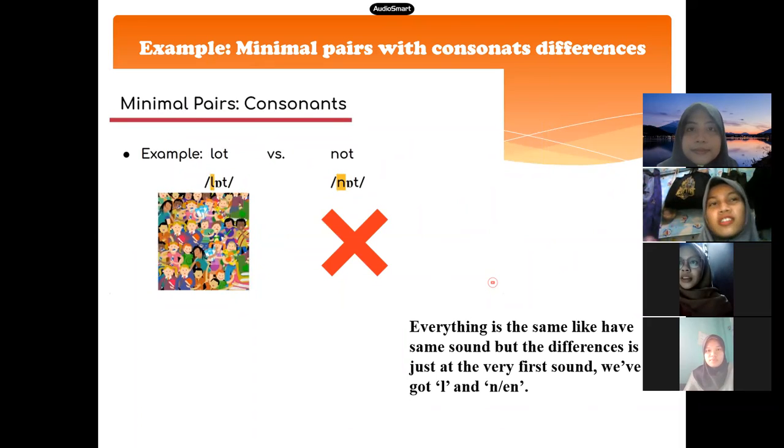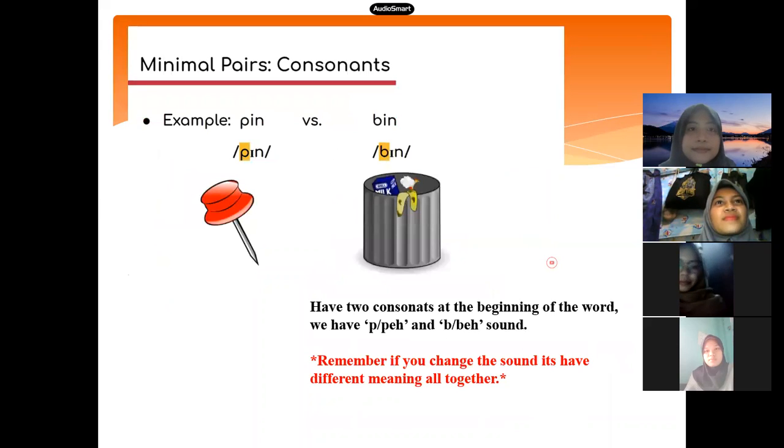Minimal pairs with consonants. So we have lot versus not. L and N. Everything is the same, having the same sound, but the difference is just at the very first sound. Minimal pairs consonant again. We have pin versus bin, with two consonants at the beginning of the words. We have P and B sounds. Remember, if you change the sound, it has a different meaning altogether.